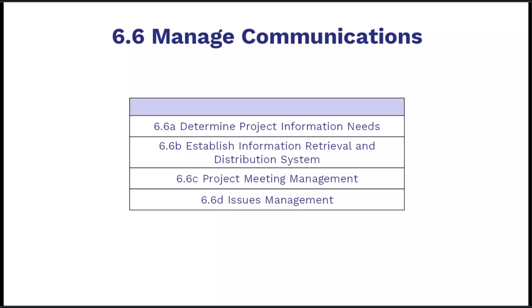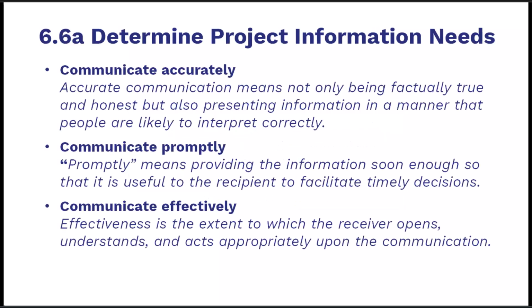6.6 Manage communications. 6.6a. Determine project information needs. Communicate accurately by being factually true and framing messages so they are interpreted correctly. Communicate promptly by delivering information early enough to influence timely decisions. Communicate effectively so that when recipients open it, they understand and act on it.